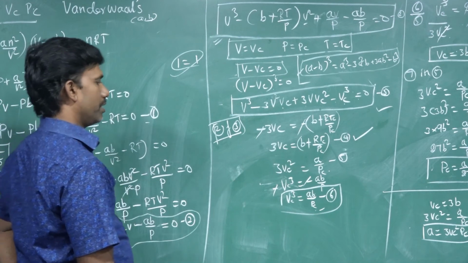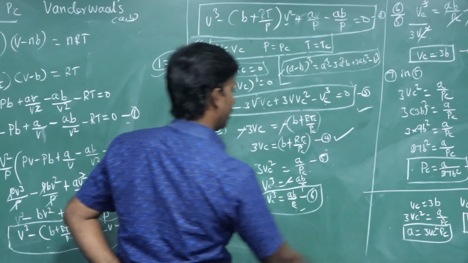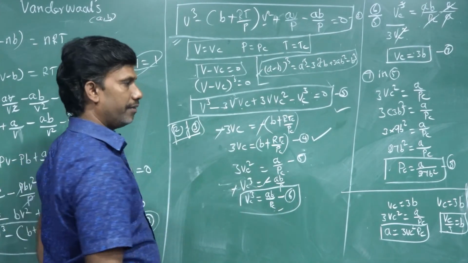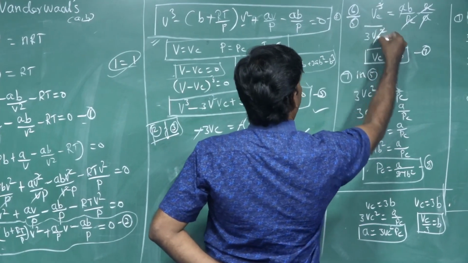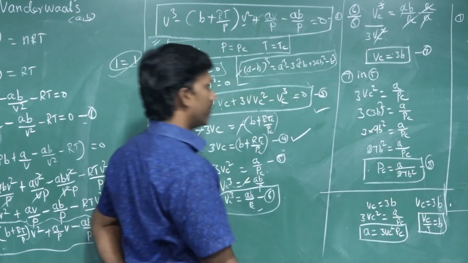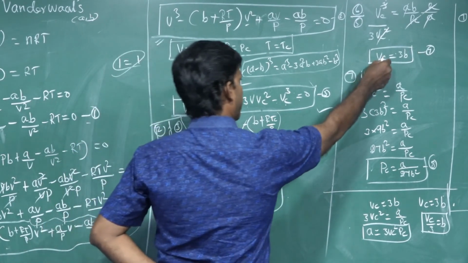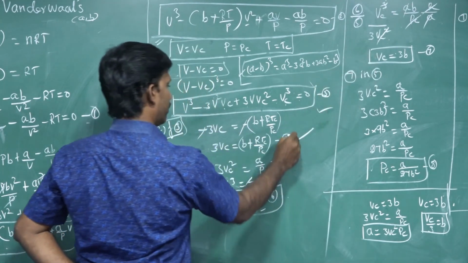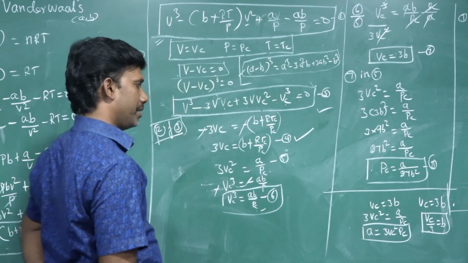Now what we are going to see, I am going to divide 6 by 5. Equation 6 is divided by 5. Why? Because only then can we get the Vc value. Dividing equation 6 by 5, you get Vc equal to 3b like this. After that, if you substitute the Vc value in 5 or 4, you may get the Pc value.